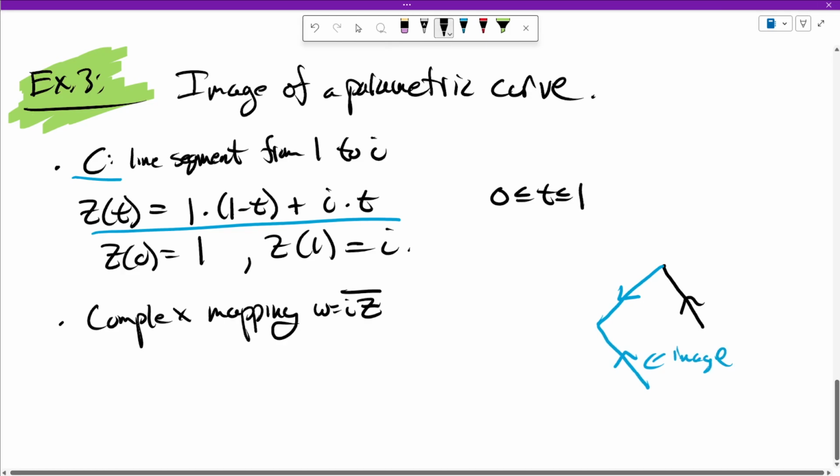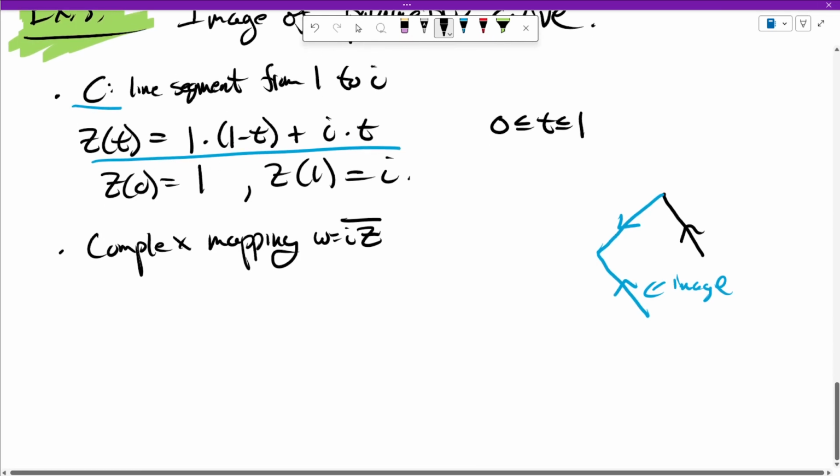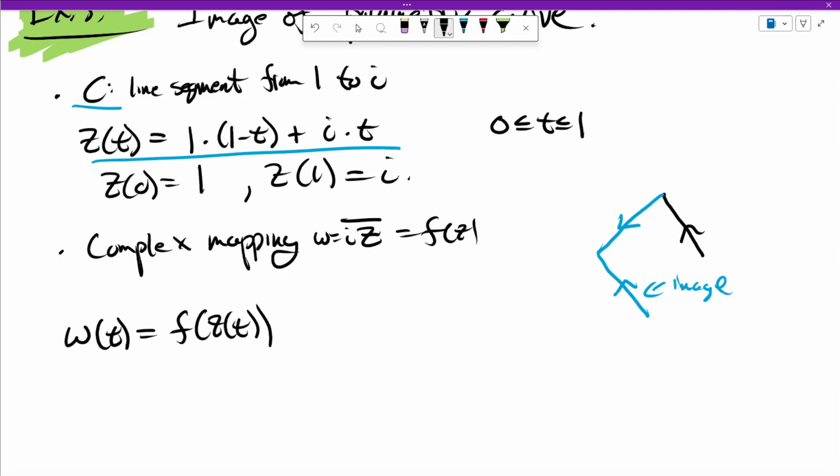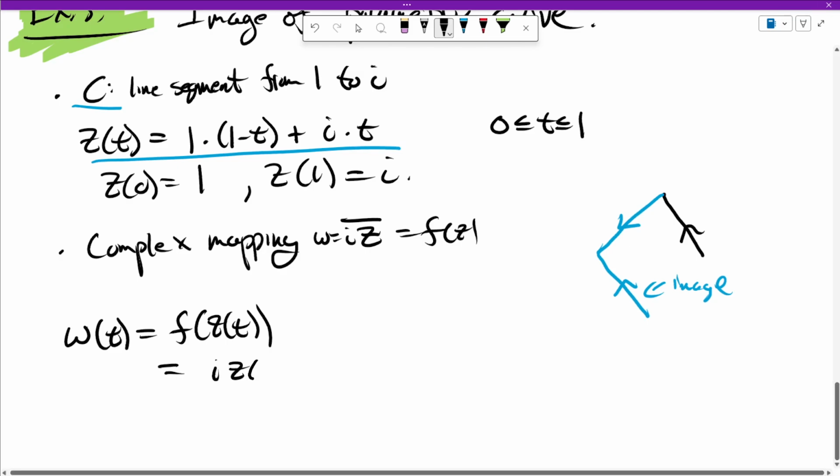But we want to have some practice with computing the image of parametric curves under complex mapping. So we're going to do exactly that. So w, the curve as a function of w, this is like f of z if we want, is going to be f of z of t. Okay, so stick every point of our line segment into this complex mapping up here. And so we're going to look at i times z of t bar. And so that's first multiply by i.